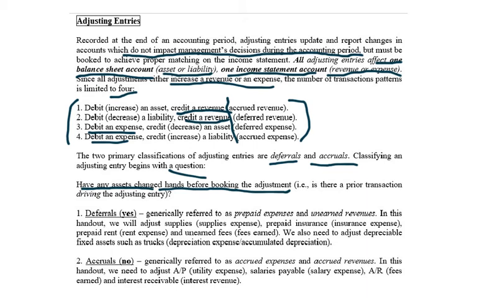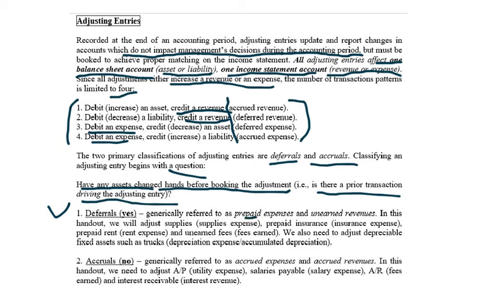So it's broader and better to ask this question: is there a prior transaction or transactions driving the adjusting entry? In other words, can you look at something in the accounting records, point to it, it's happened in the past, right? You booked something previous, and now we need to update something. If you answer yes to that, you're dealing with a deferral.